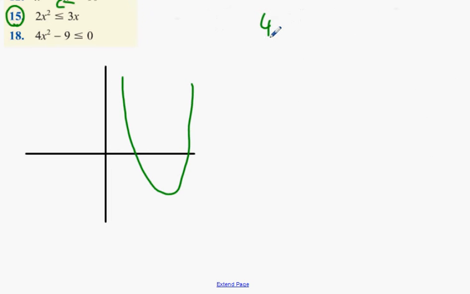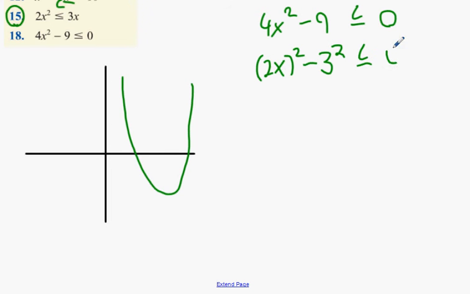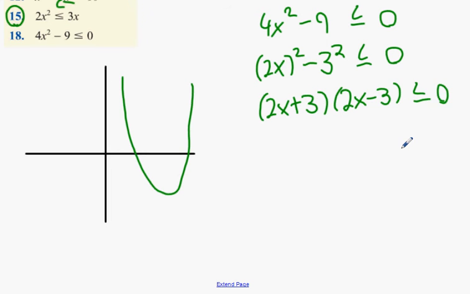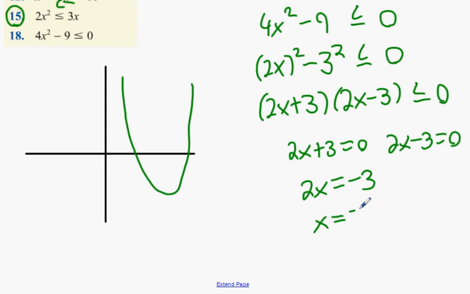We have 4x squared minus 9 less than or equal to 0. How do I solve this? 2x squared minus 3 squared, and what's that then? 2x plus 3, 2x minus 3 less than or equal to 0. After that, put them equal to 0. Then 2x equals minus 3, x equals minus 3 over 2. Then 2x equals 3, x equals 3 over 2.